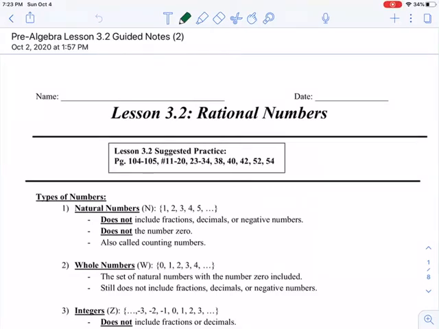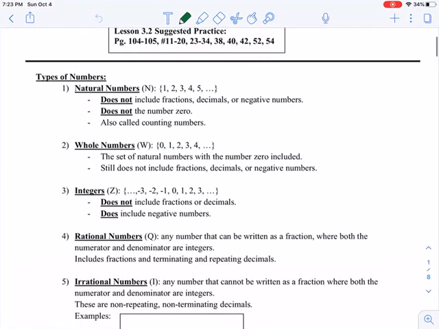Welcome to Lesson 2 in Unit 3. This lesson is called Rational Numbers, and we're going to talk about different types of numbers.